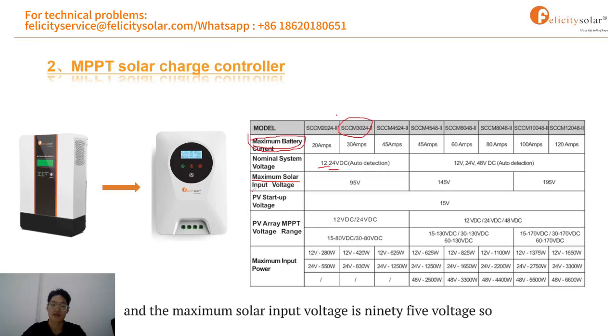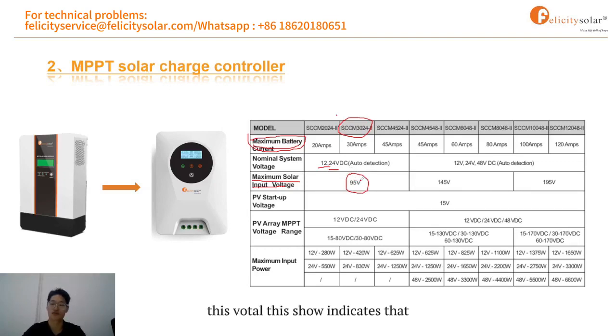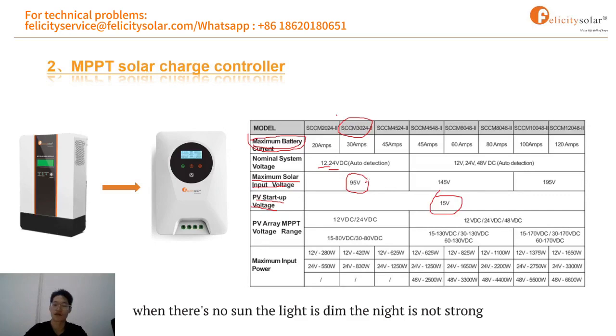The maximum solar input voltage is 95 voltage. This indicates that if your solar panels' voltage is more than 95, this system will not work. And also the PV start voltage is 15. For example, in the morning, when there is no sun, the light is dim, the light is not strong, the voltage may be less than 15.